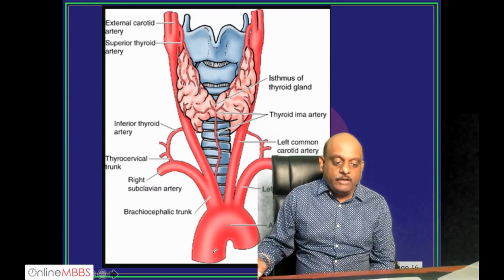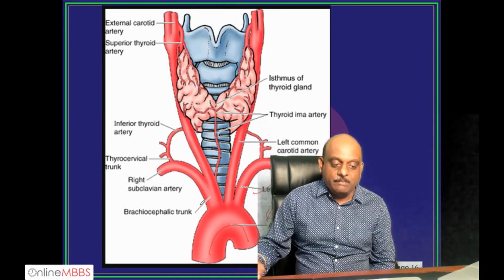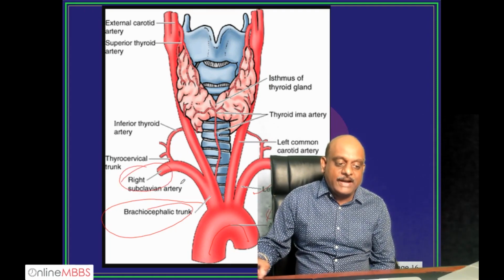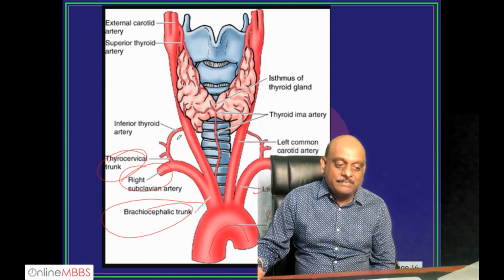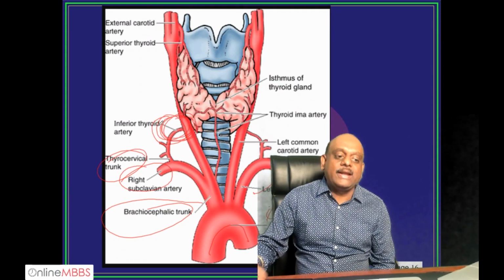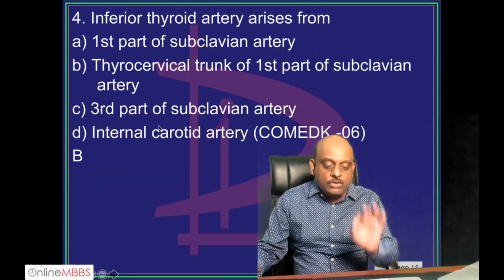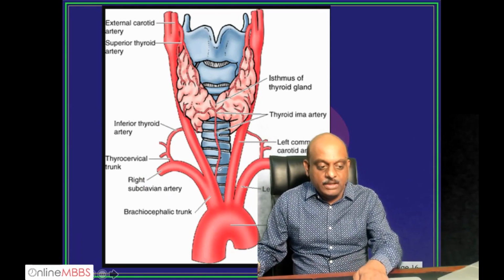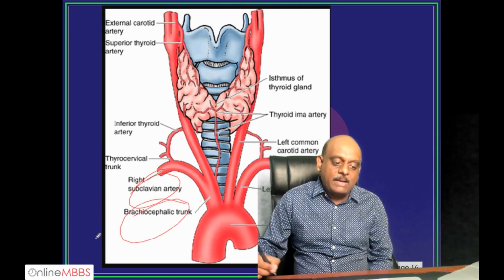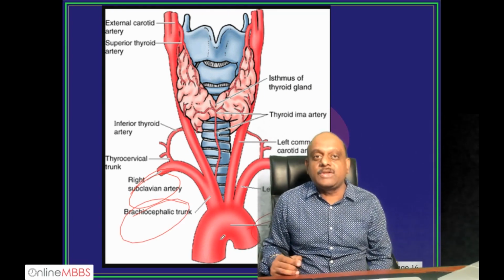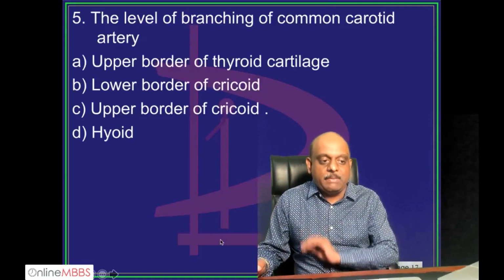So, if you take arch of aorta, left subclavian is coming here, brachiocephalic trunk is coming, from that the right subclavian is coming, from that the thyrocervical trunk is coming, and from that you are getting the inferior thyroid artery. So that is what examiner is asking. Thyrocervical trunk, जिसका बाप है right subclavian, the subclavian, जिसका बाप है brachiocephalic, जिसका बाप है arch of aorta. So this is the important order that you need to remember.